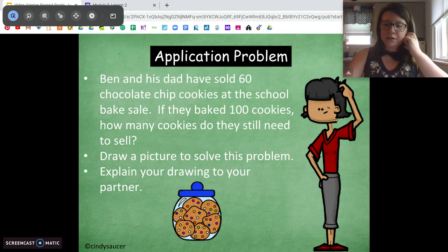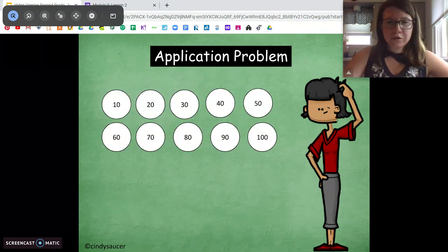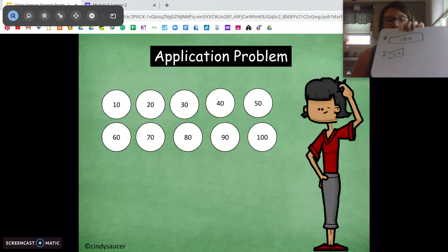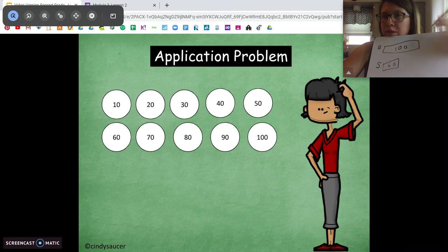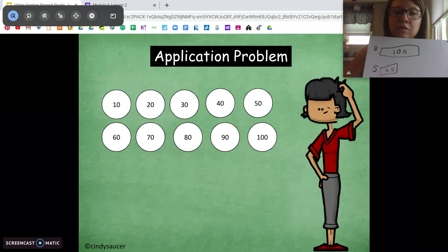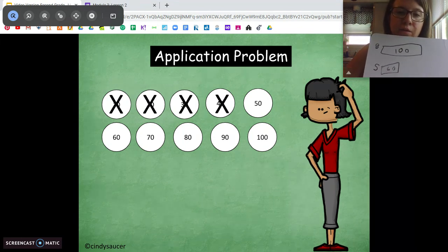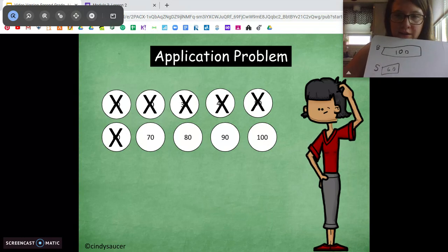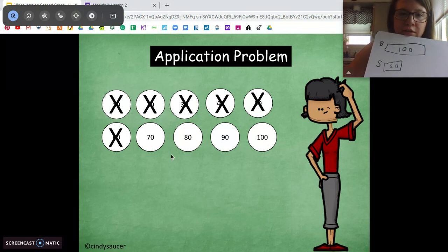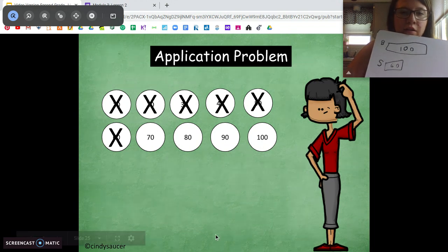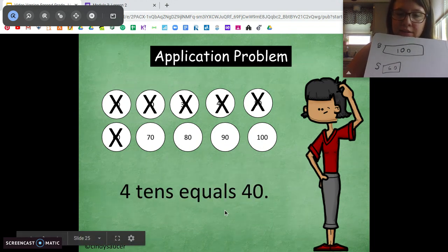Ready? All right, let's go over it. So in this picture, we have it counted by tens. So they've baked 100 cookies. If they sold 60, let's count off 60 for the number that they've sold. 10, 20, 30, 40, 50, 60. Now, how many are left? Let's count those extra circles. 10, 20, 30, 40. How many do they still need to sell?